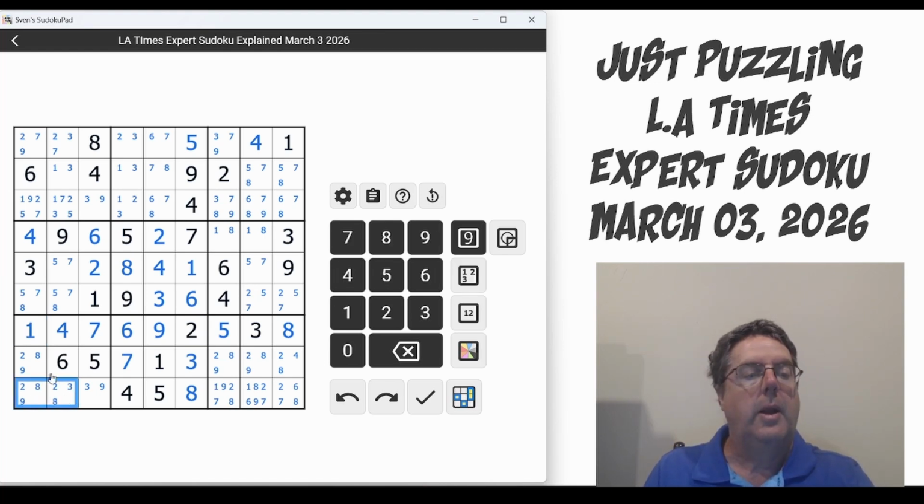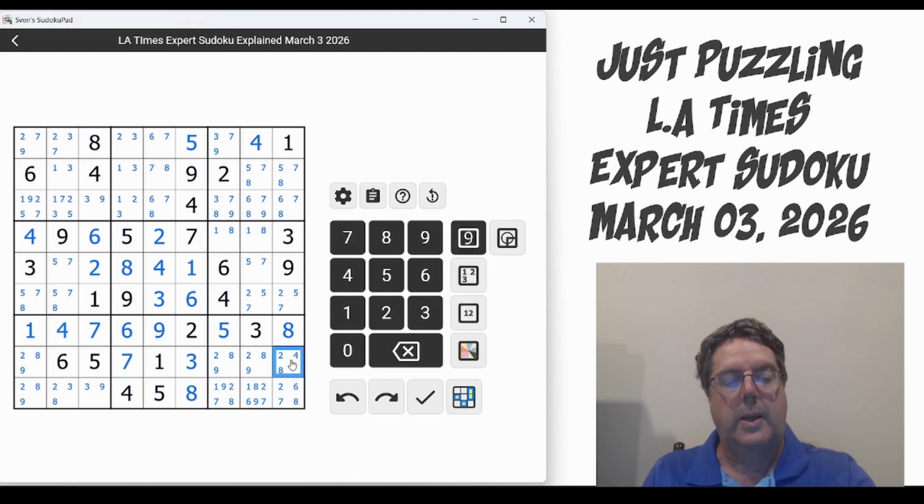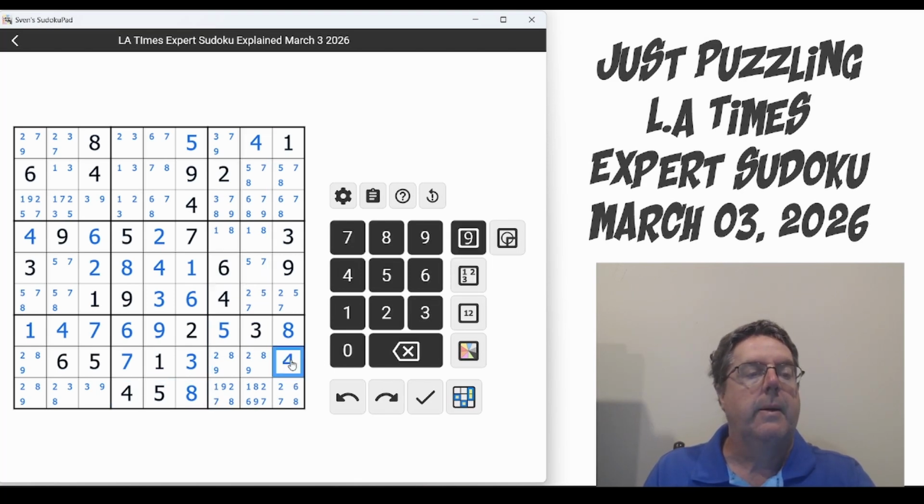2, 8, 9. 2, 8, 9. So 4 comes down here. 4 comes down here. 4 comes across here. So this is a 4 here. 5, 7, 2, 3. So 3 is there, 3 is there. 1, 3, 9's there. 1. So 2, 8, 9. 8 can't be here, so these can't be an 8.